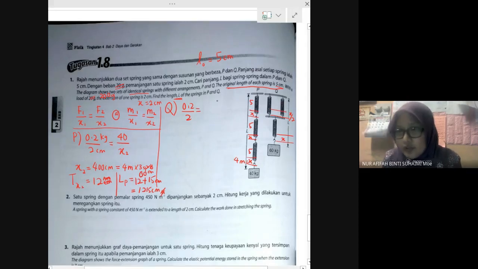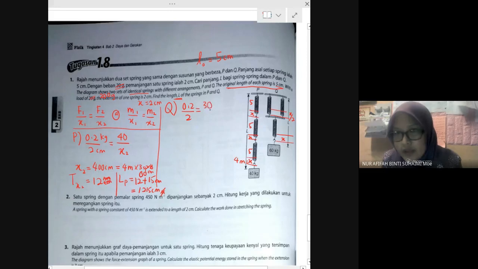For parallel, we must divide. We must divide the tension with the number of springs used. So we have 2 springs. So 60 kilogram becomes 30 kilogram for parallel. For parallel, okay, untuk yang parallel dekat atas ni, dia punya weight kena bahagi dengan 2 ataupun mass bahagi dengan 2.